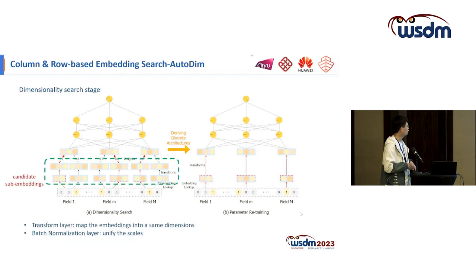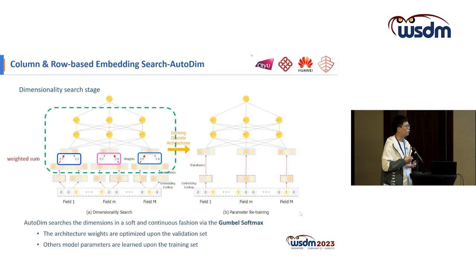Just like ESAPN, it first predefines several candidate sub-dimensions, and a transformation layer, a batch normalization layer, is used to map the embedding into the same dimension and unify the scale. After this operation, we obtain several transformed embeddings. Then a Gumbel-Softmax trick is used with some architecture parameters. With these architecture parameters, the transformed embeddings are weighted and summed to form the final representation. And this representation is fed into the MLP for the final result.